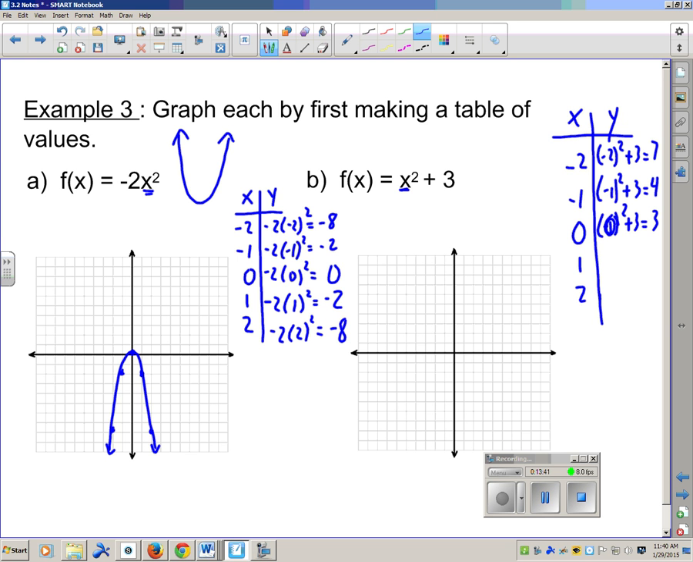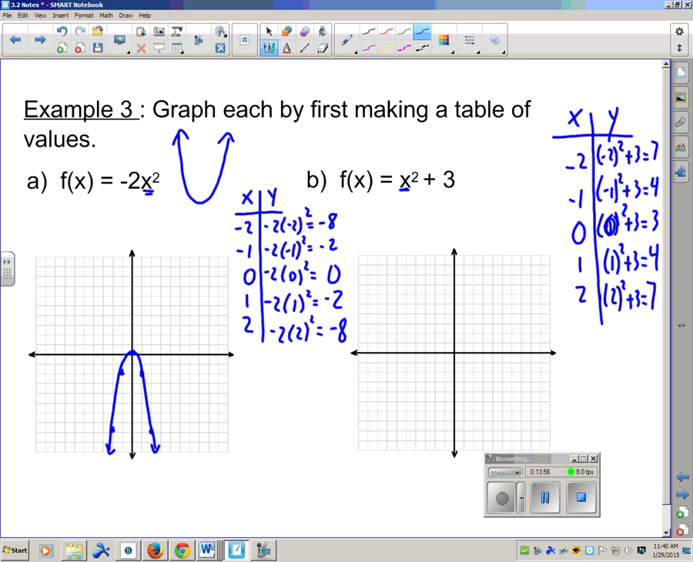Always squaring before you add. Order of operations says you have to square before you add. 1 squared plus 3. 1 squared is 1 plus 3 is 4. Putting 2 in there. 2 squared is 4 plus 3 is 7.